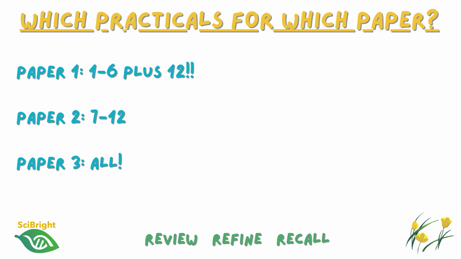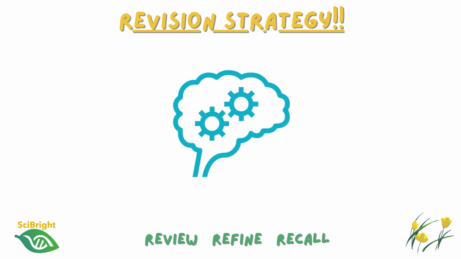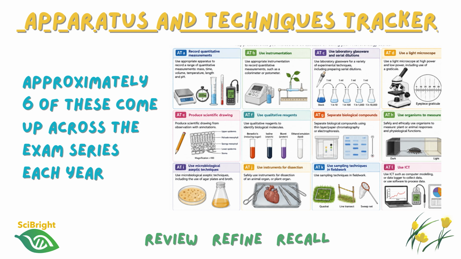Now, that is a lot, and I would definitely try to revise them all, but with all of the content to learn, there is some strategy here. So let's look at the apparatus and techniques tracker, which is a list of skills and competencies in using certain equipment and methods developed across the course. Now, approximately 6 of these 12 get examined across each exam series, some more than others, but 6 out of 12 is a good hit rate. So it's a very useful list to prioritise your revision.